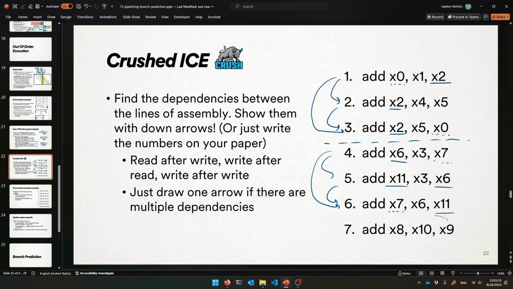And then here, 8, 10, and 9, again, kind of separate. All right, so those are all the dependencies, and you can see, all right, what's the best order now? Let's figure this out together.